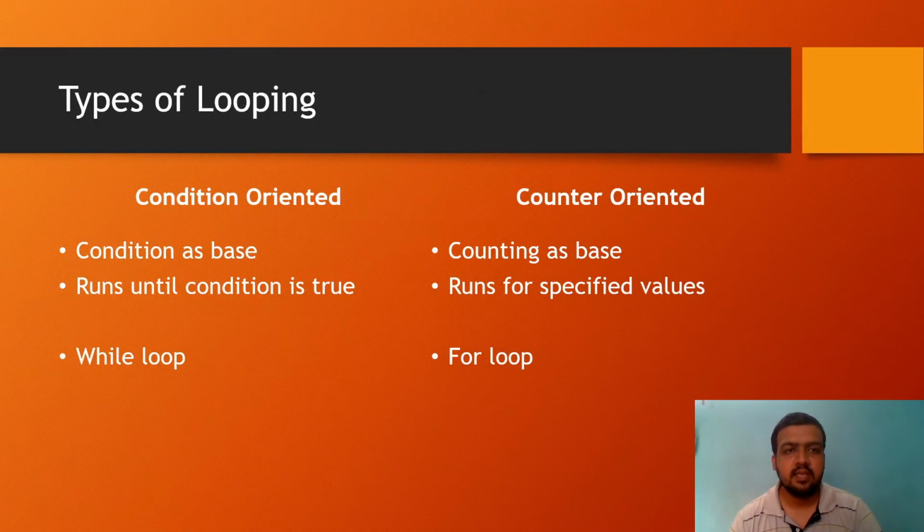So basically there are two types of looping. One is condition oriented and the second is counter oriented. As the name suggests, condition oriented is based on a condition. So whenever the condition is true, we will execute the loop code, or else we will not. In counter oriented, we are basically counting the iterations. So we have a counter as a base. In condition oriented, we have the while loop as an example in Python.